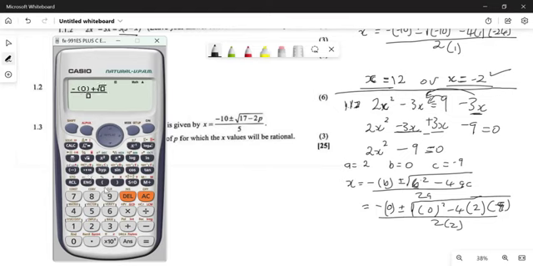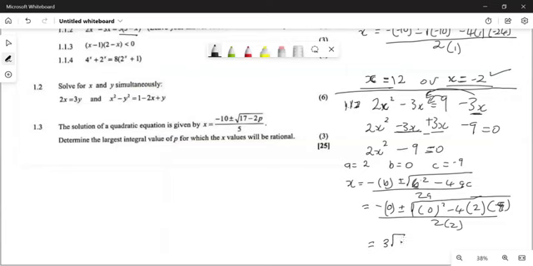You got 0 all squared, minus 4 multiplied by 4, 2 multiplied by minus 9, all over 2 multiplied by 2. Okay, what is the first answer? What did you get as your first answer?